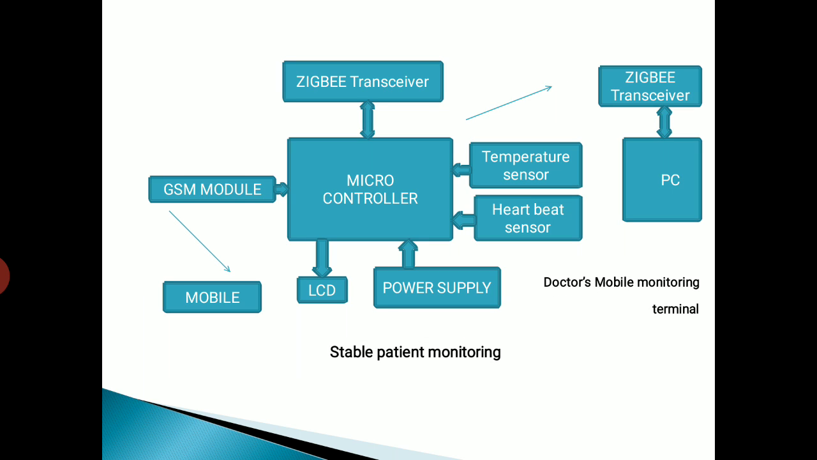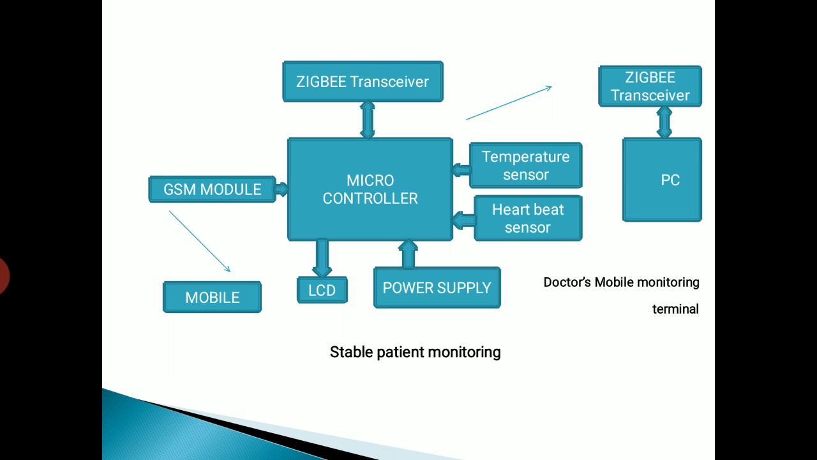And here is the block diagram of our system. Here we have a microcontroller with the LCD display, and the power supply we are passing to the microcontroller to operate it, and we have a GSM module, that is Global System for Mobile Communication, and we have a mobile connected to it. The Zigbee transceiver present at the patient monitoring system receives the entire details and the patient's health status through the GSM module.